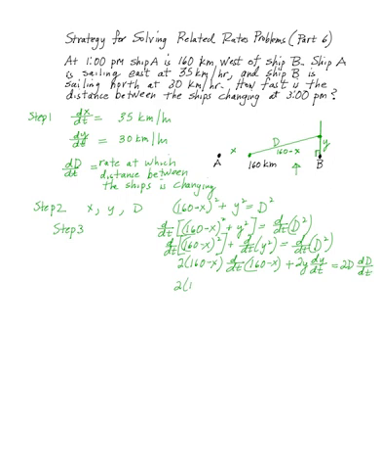Now, what is the derivative with respect to t of 160 minus x? Well, the derivative of a difference is the difference of the derivatives. So the derivative of 160 with respect to t is 0. But I've got to take the derivative of x with respect to t.